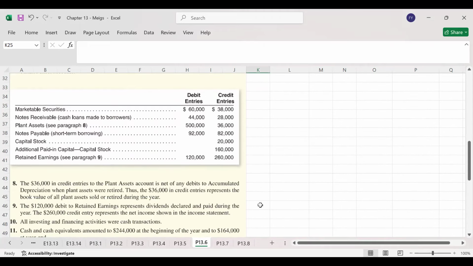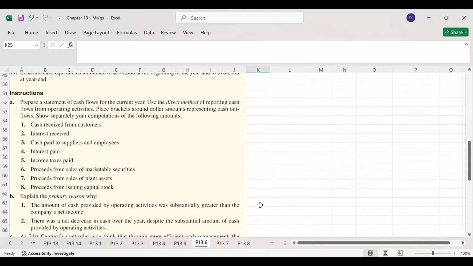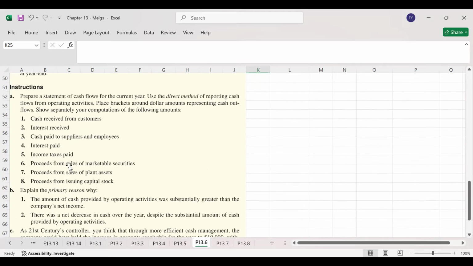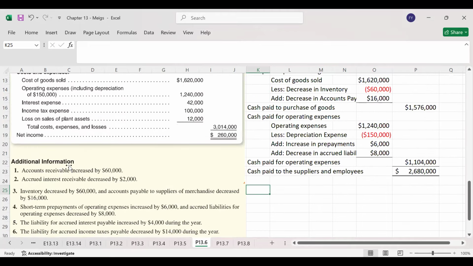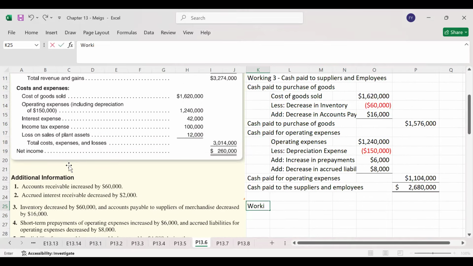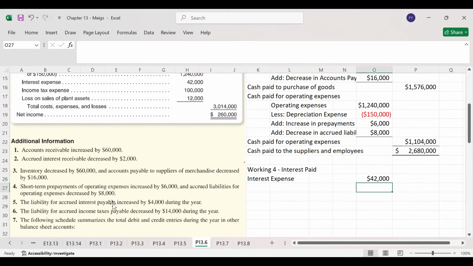Working number 4 is related to interest paid. Here you can see interest paid and income tax paid. So we have working 4, which is related with the interest paid. You can check total interest expense is $42,000. So interest expense is the starting point, which is in the inner column, $42,000. We can check if there's any increase or decrease in the accrued interest payable.